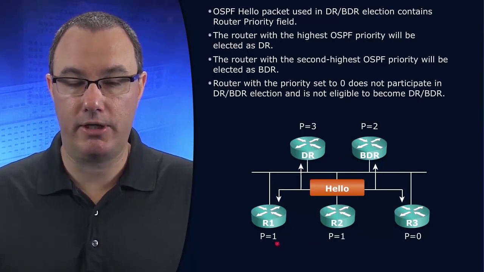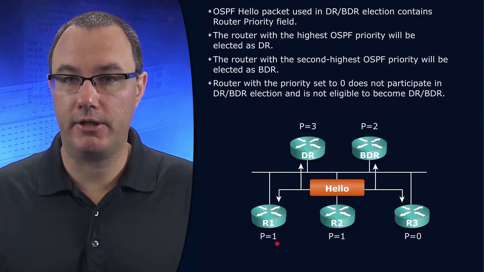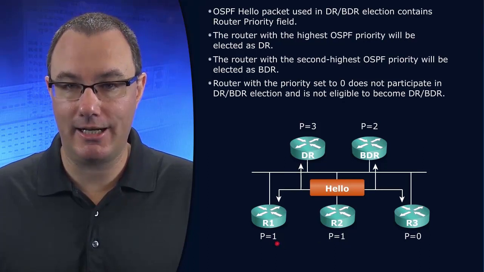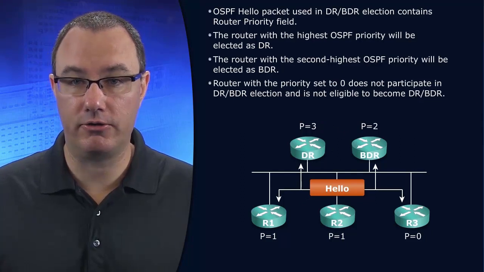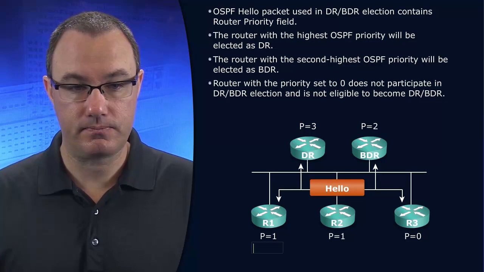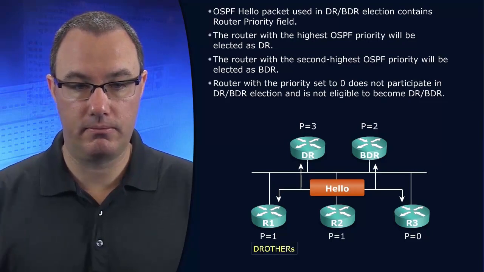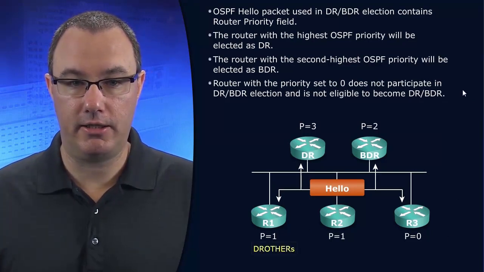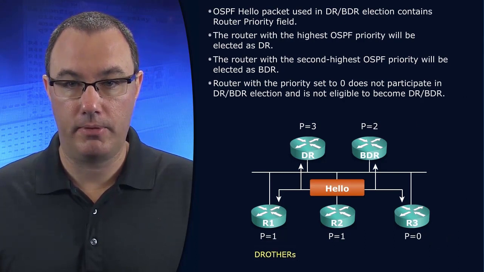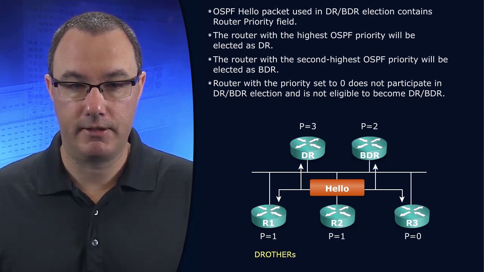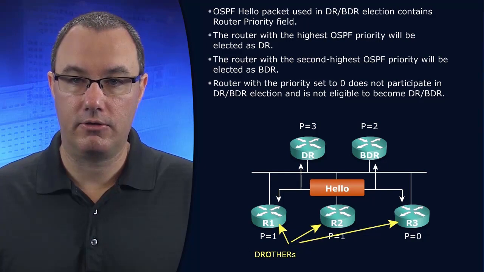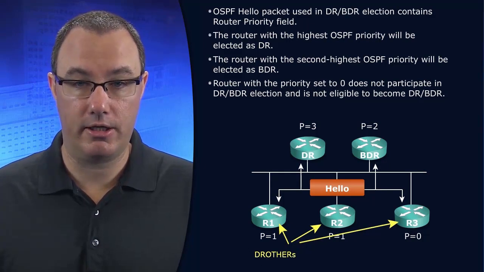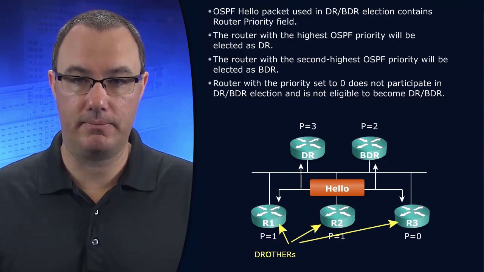Routers with the default priority would be lower in the priority value, so they would not have preferential treatment. They would just be DR others. Let's write that out, actually. They would be called DR others. And that would be not just one router, but we would have 3 DR others in this case. So that basically just says we are neither a BDR or a DR.